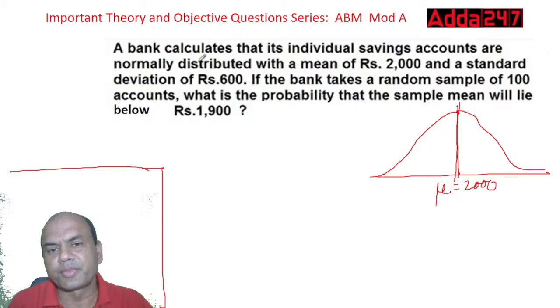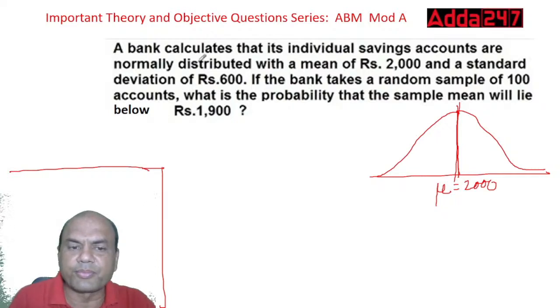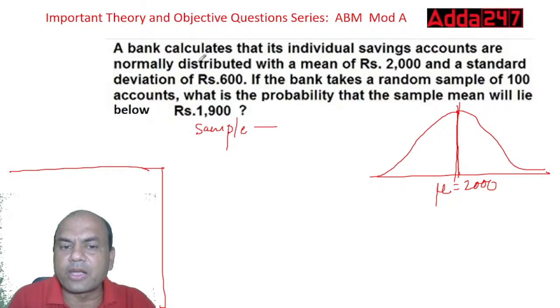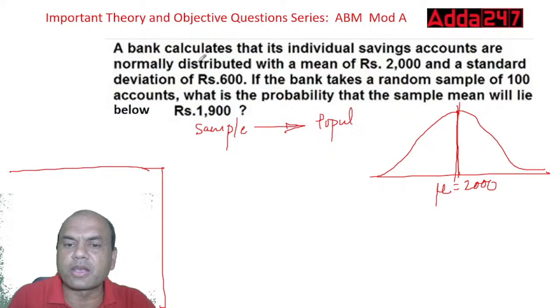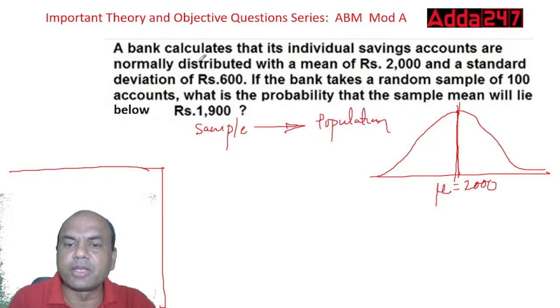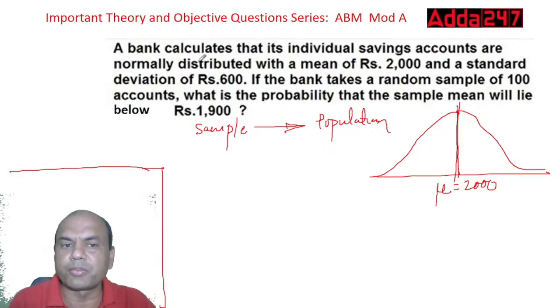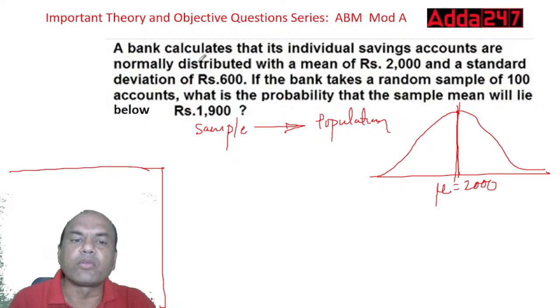Always remember, what are we actually doing in this numerical? We are doing something on the sample, and then applying it to the entire population. Entire population we are applying it to. This is the meaning, this is the problem actually. Got it? Now what else is given?